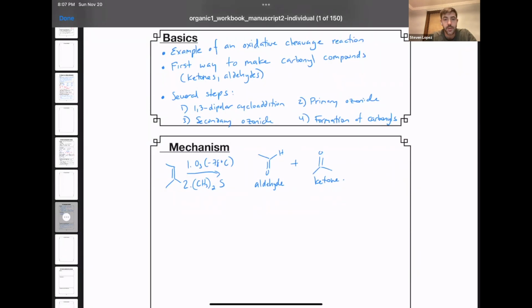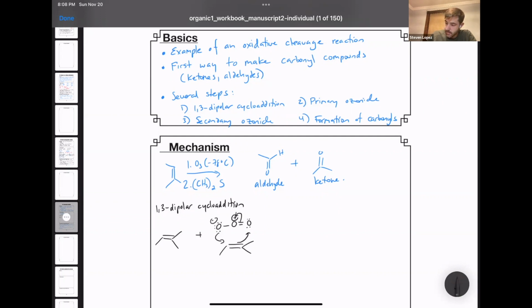So the first step is what's known as a 1,3-dipolar cycloaddition. I suggest first drawing out the Lewis structure of ozone and any resonance structures that might be relevant. Go ahead and pause the video if you need to, and then return back once you have that done. Okay, so you should have this as one possible resonance structure of ozone. Now, this can undergo the reaction with the alkene in the first step, and this is a reasonable reaction mechanism.